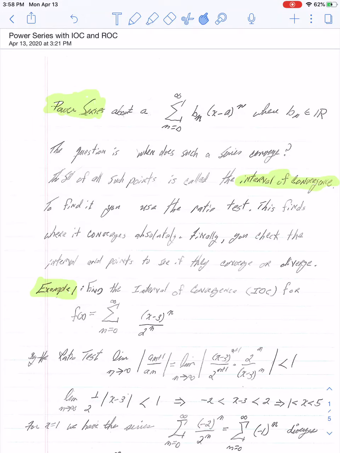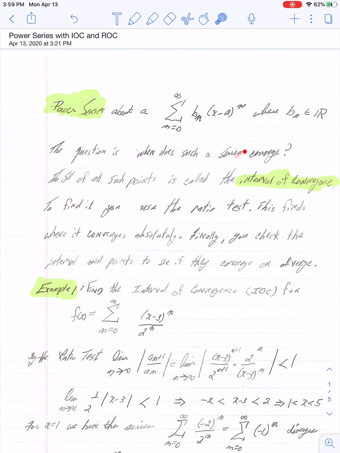Up to this point, we've only looked at series that involve numbers, and we've determined whether or not those series converge or diverge. Now we're going to look at series that also involve a variable, the variable x. For some x's, the series is going to converge, and for other x's, the series is going to diverge. So these are series, but they're actually functions of x.